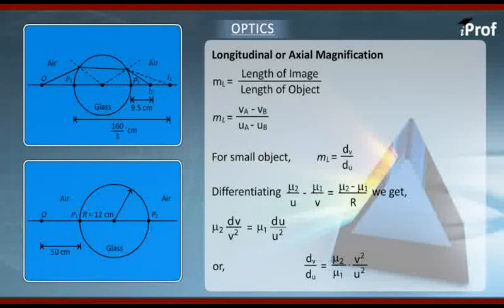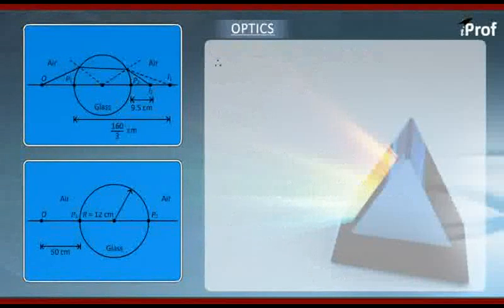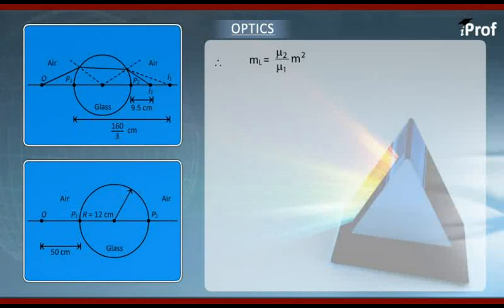So we get a very simple relationship between longitudinal and transverse magnification: ML is equal to mu2 upon mu1 into M square. Mind it, this relation is valid for small objects only. Now to understand the application of the object-image distance equation for a spherical refracting surface, let's consider a few examples.